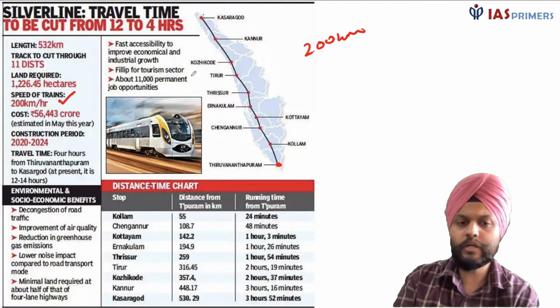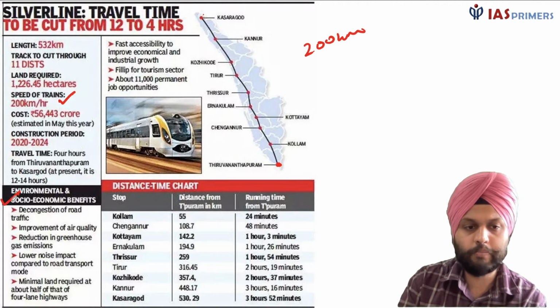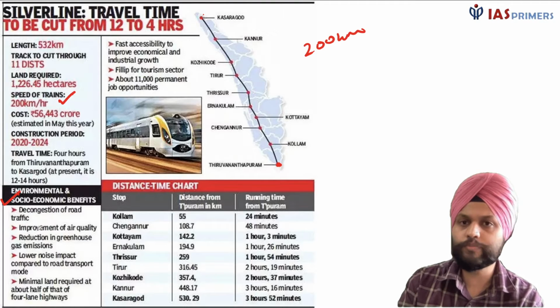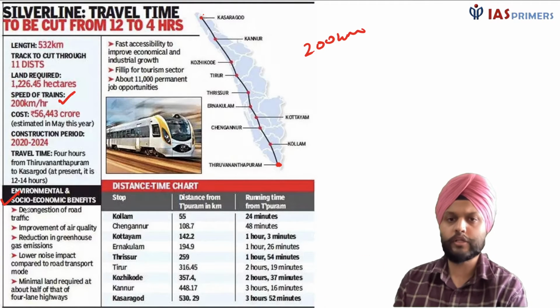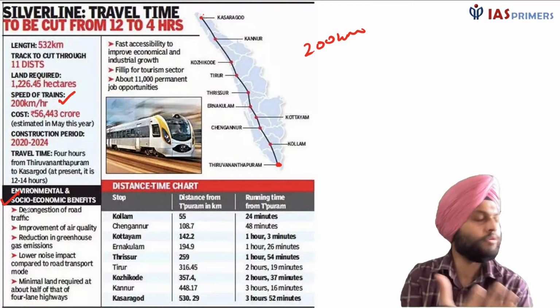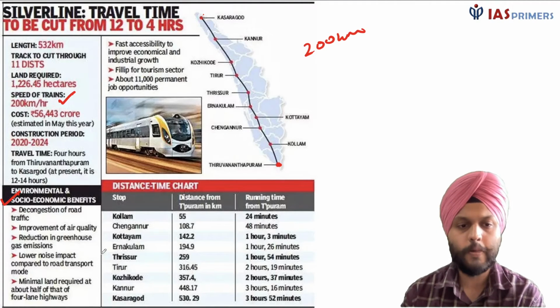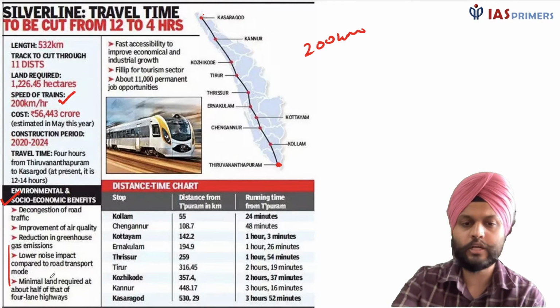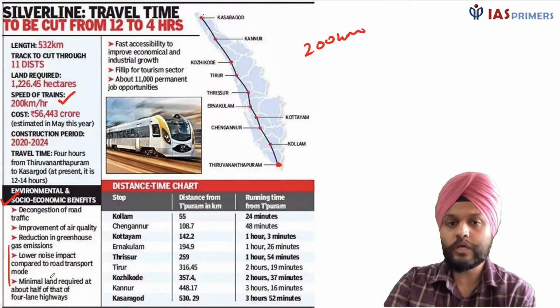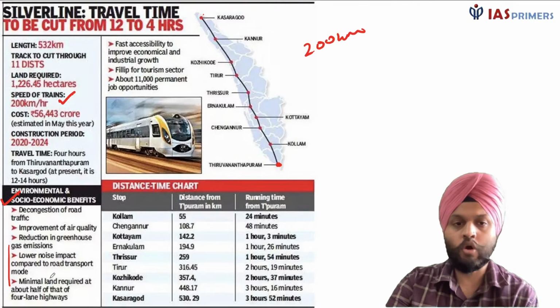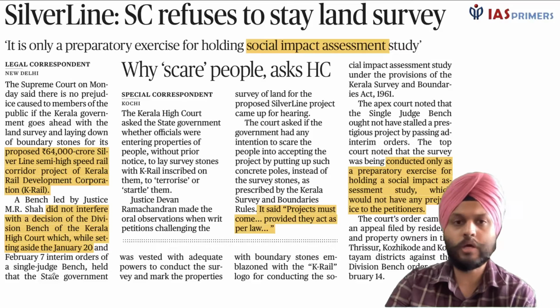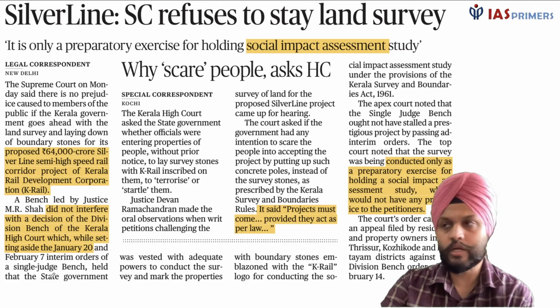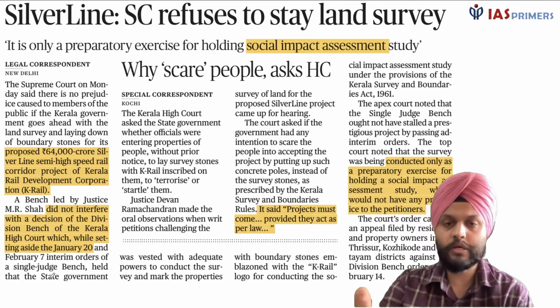So this is a high speed rail project that is being developed, and there are certain benefits: decongestion of roads, improvement of air quality, obviously fewer vehicles will be there. Rail is considered to be much more eco-friendly as compared to road transport. Reduction in greenhouse emissions, lower noise impact compared to road transport, minimum land requirement. Now there is opposition to this project. Obviously, when any project comes, land will be acquired, the environment will be affected, and some people will be displaced.